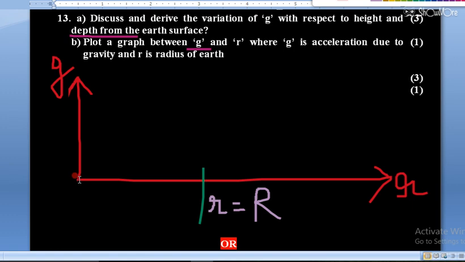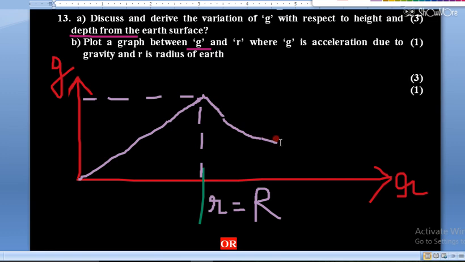So up to this point, let's suppose it is the maximum value of g, because at the earth surface g is maximum. So this will be the graph. After that it will decrease in an exponential way. So in this way this graph will continue. This is the 1 mark graphical question, and with that there was a 3 marks derivation.